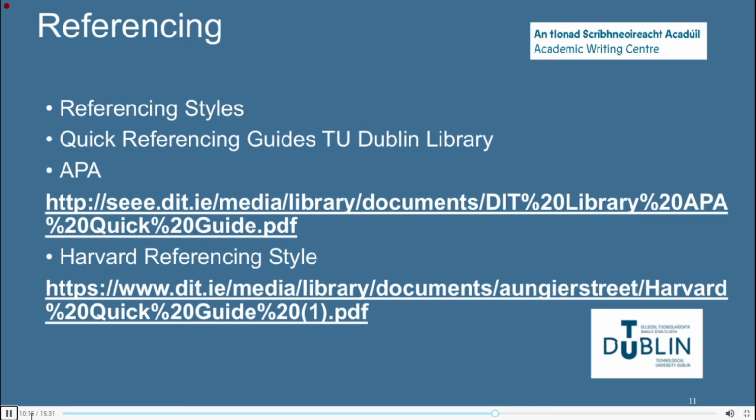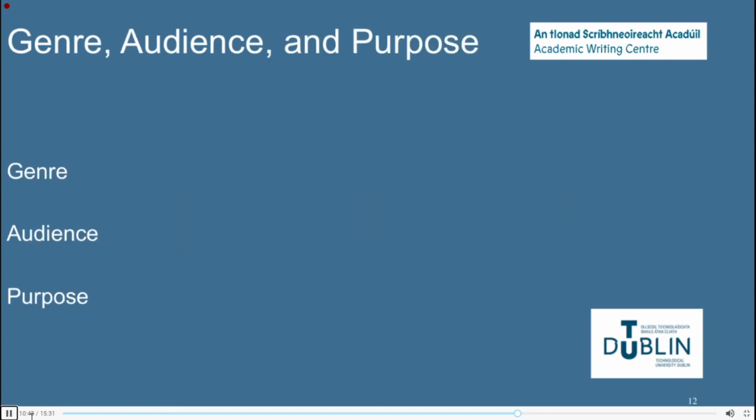Finally, referencing directly connects with evidence-based writing. And as explained before, evidence-based writing requires introducing sources in your writing, citing authors and publications. It is important that you inform yourself as to the referencing style used in your discipline. The library service at TU Dublin has created quick referencing guides to APA and Harvard, and you may find this in the links below. We're now moving on to looking at genre, audience, and purpose.